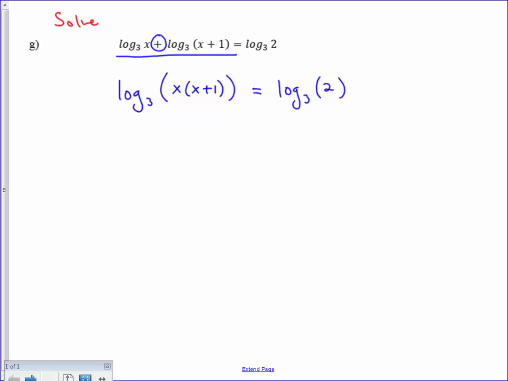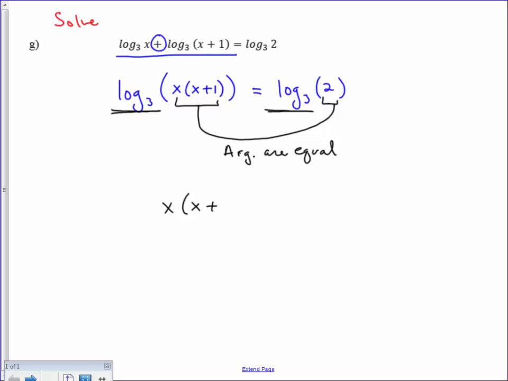So the idea here is if you have the same log on the left and the same log on the right, then the only way that these two sides could be equal is if the arguments are equal. So in the next step, simply drop the logs and then set the two arguments equal.